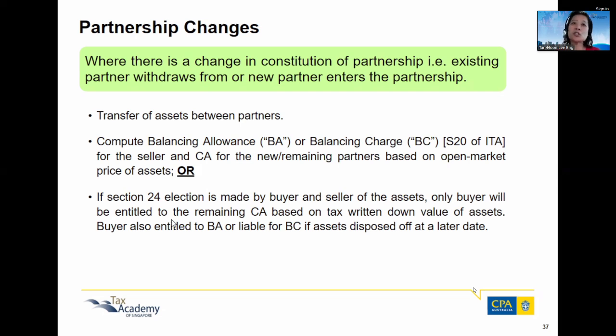So for the computation of BA and BC, we will have to compute BABC for the partners, the seller of the partnership, and compute CA for the new partners. So basically, it's just mentioned, partner in and partner out. We may have to do a BABC, and then the new partners who just joined are entitled to CA on the assets. It's as though they buy. Then if Section 24 is elected, it's as though it's continuous, then CA will only be given to the buyer.